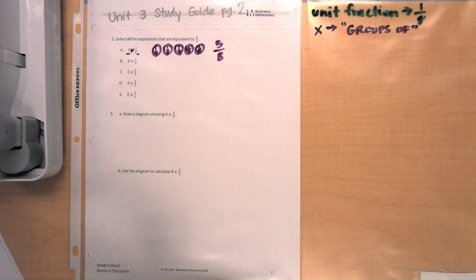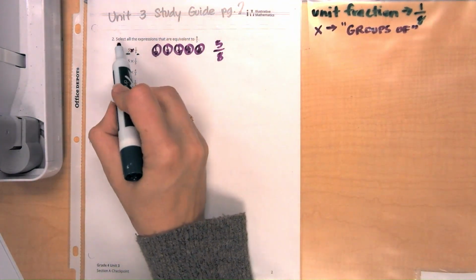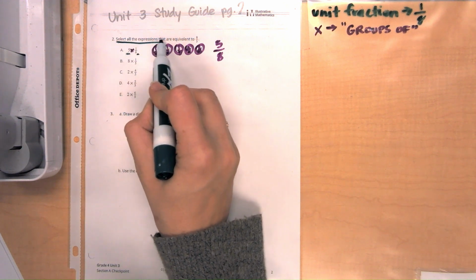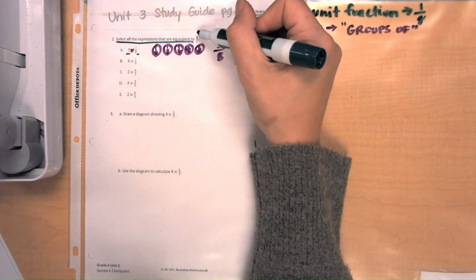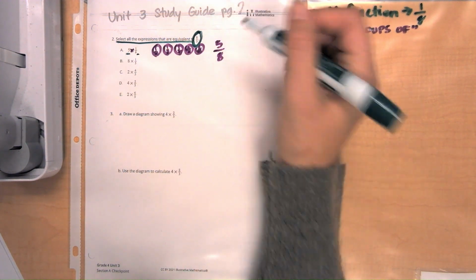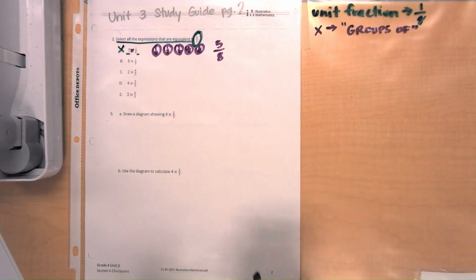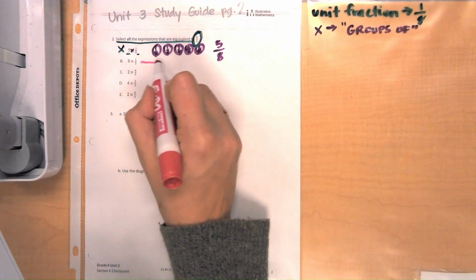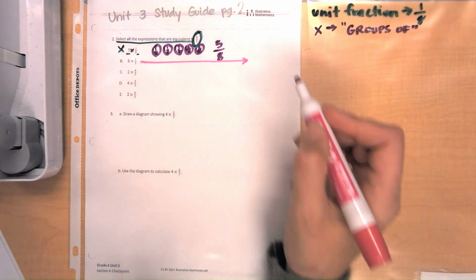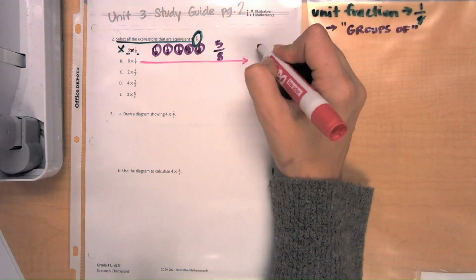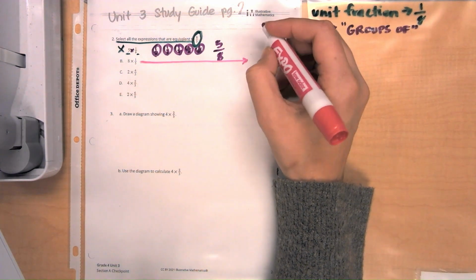Now, we made one critical error when we first started this. We did not read the question. Select all expressions that are equivalent to 8/5. Is 5/8 equivalent to 8/5? No, it is not. That is not our answer. Now, our next question. I'm going to go ahead and start moving over here again. 8 groups of 1/5.